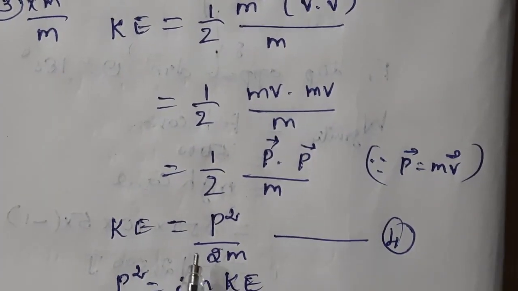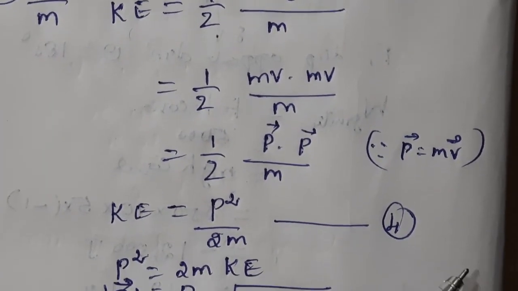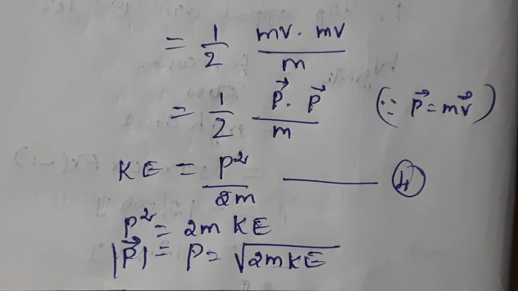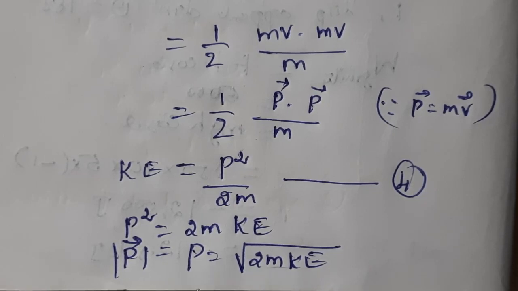So kinetic energy is equal to p square by 2m, or p square equals 2m into kinetic energy. So p is equal to root of 2m into kinetic energy. Here you have to notice one point. If kinetic energy and the mass are given, we can calculate the value of momentum. Only the magnitude of momentum, not the direction of momentum.